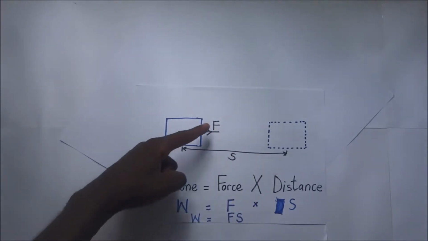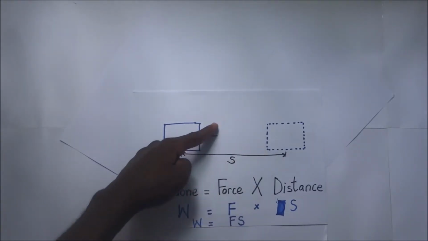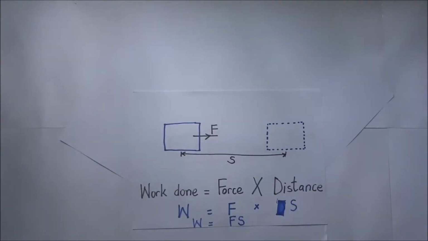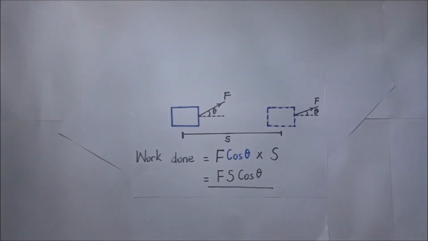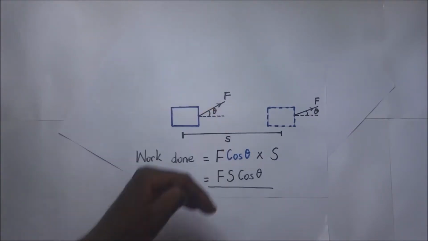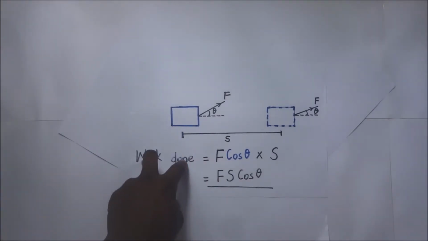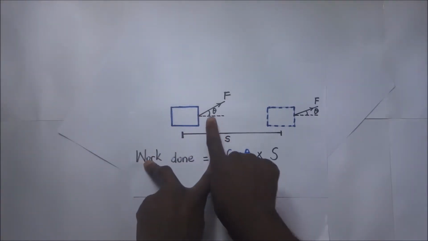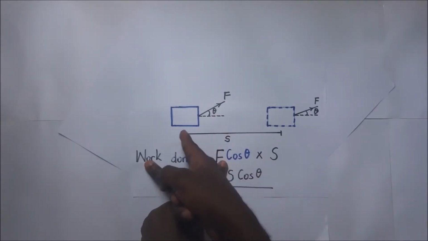But there are times when this force is not acting in a parallel manner, like here. Maybe it's acting at an angle to the horizontal, like in this case. If the force is acting at an angle to the horizontal, we are supposed to first resolve this force to the horizontal. Then, like we've done here, the work done by this force is going to be F, the force, times the cosine of theta, times the distance covered.